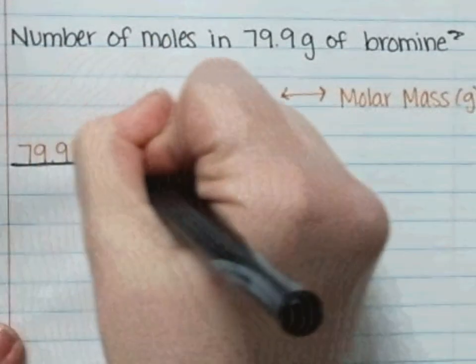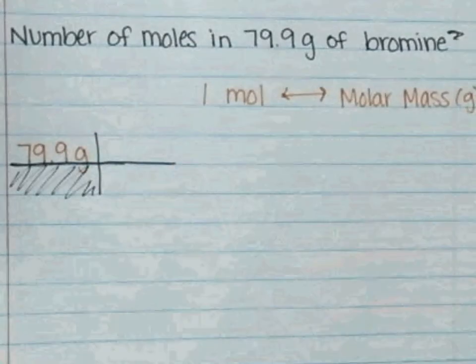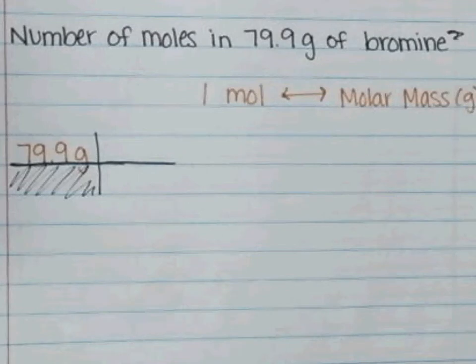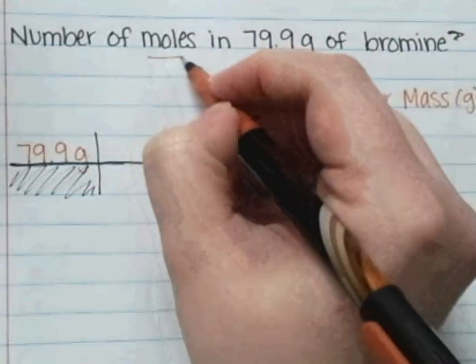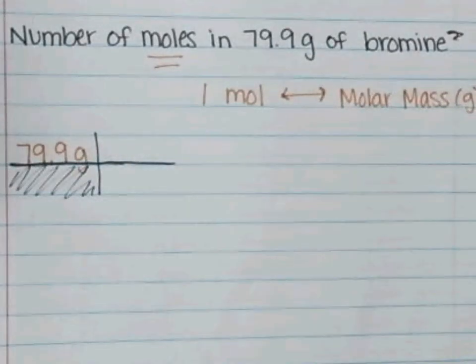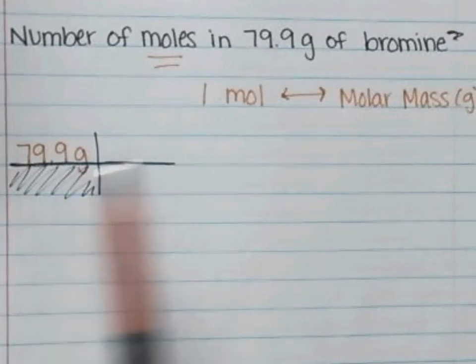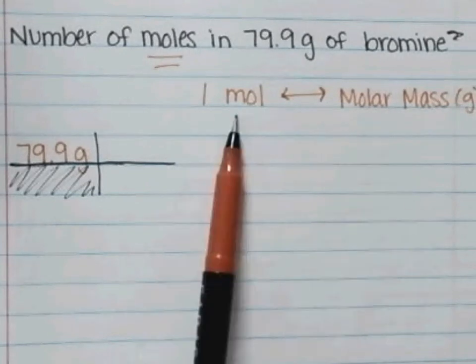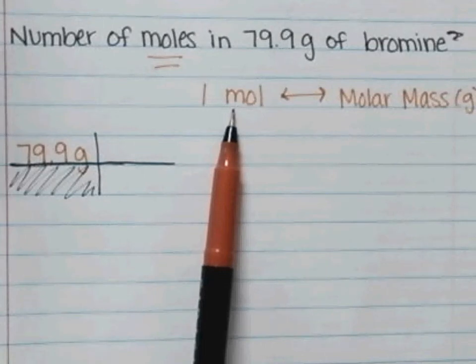All right, so I'm always going to set this up the same way. I'm going to start by writing what I'm given. In this case, it's 79.9 grams. And then underneath my given number, I am always going to keep that blank. Let me just draw my boxes here really quick. I'm always going to keep that one blank because that number is really over 1. The 1 under here doesn't have a unit. We don't need that one, so we're just going to keep it blank for now.